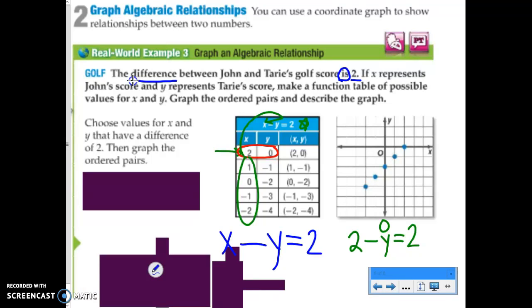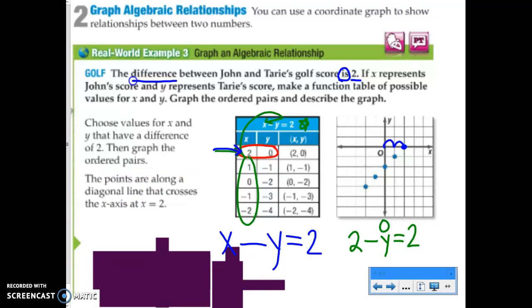Then all they did was they took these ordered pairs and they graphed them on this coordinate plane. So let's start with this ordered pair. Start at the origin. I know my x coordinate is a positive 2, so I move 1, 2 units to the right. And I know that I'm not going to be above the x-axis to make a positive y or below the x-axis to make a negative y. So I stay right there and I plot that point. They continue to show you how to graph the rest of them. And it says the points are along a diagonal line that crosses the x-axis at x equals 2.